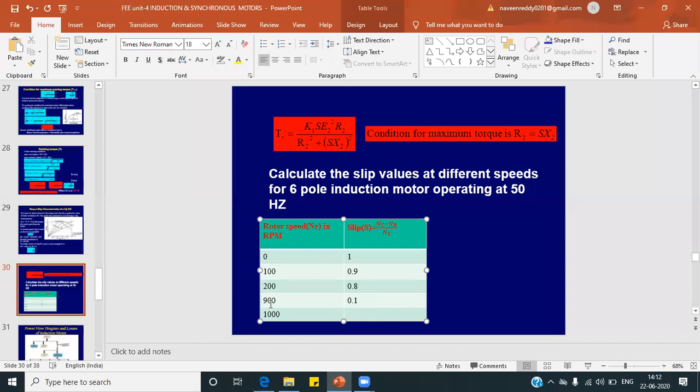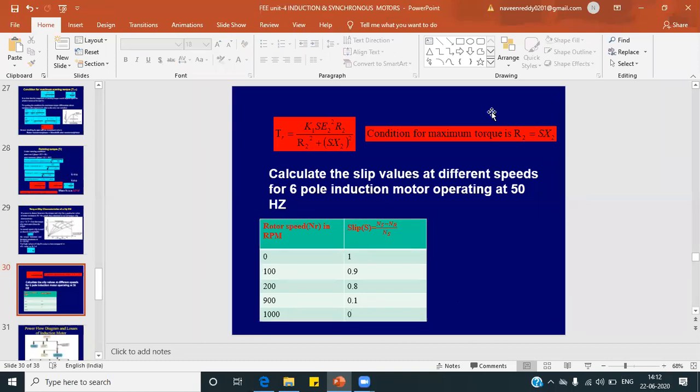And if Nr is equal to 1000 RPM, of course it is not possible, but it's okay. I got plenty of responses. Good. It is just a simple formula, a very easy thing, and I need not discuss it here, but still I am discussing it because you need to know the relation between slip and rotor speed.